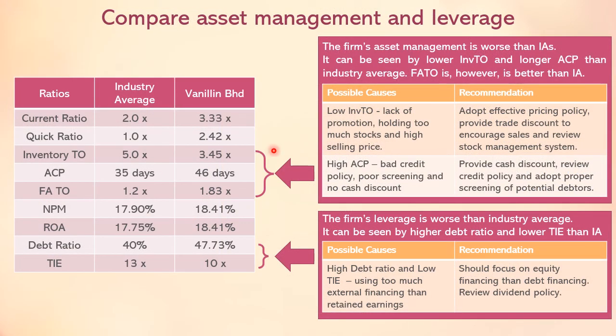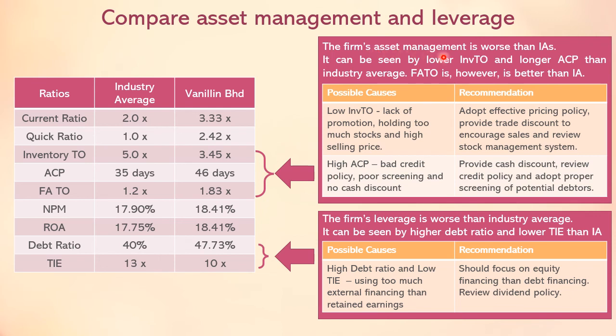Okay, they ask you to compare asset management and leverage. So asset management is another word for efficiency. Sometimes the question uses the word efficiency, sometimes the question uses the word asset management. Those are two interchangeable terms. When you want to talk about the efficiency or the asset management, look at the inventory, ACP, and fixed asset turnover. And then you discuss as a whole rather than the individual ratio.